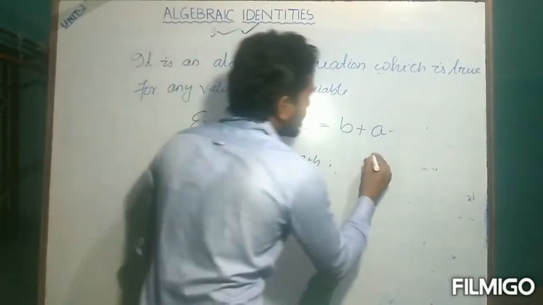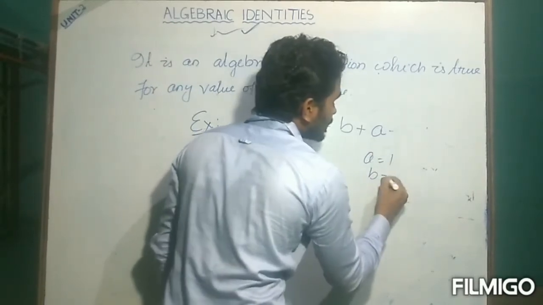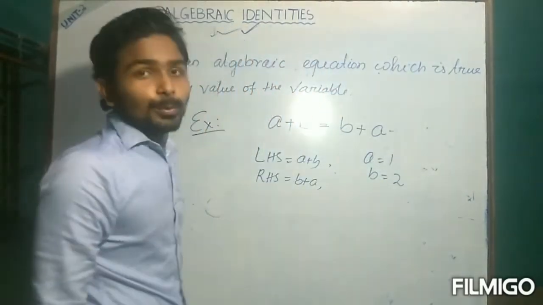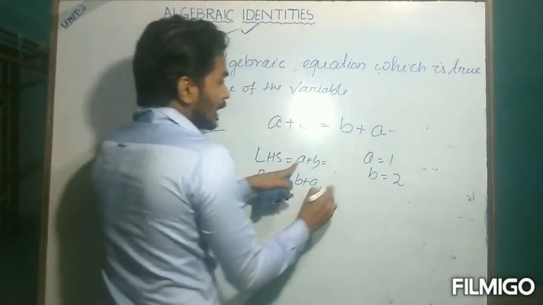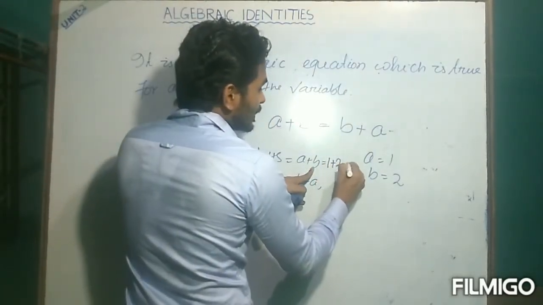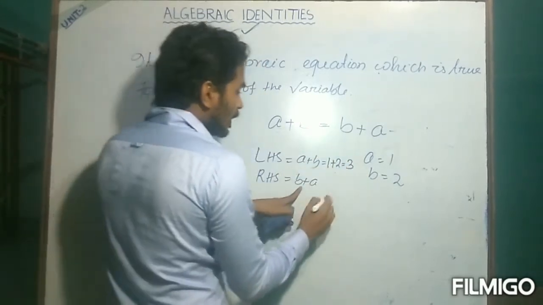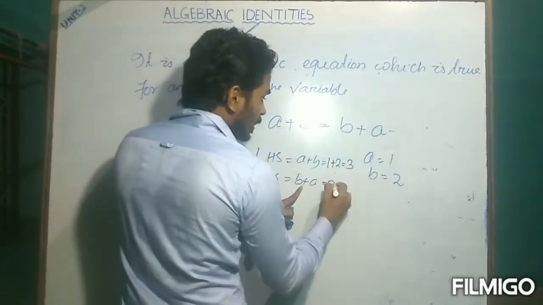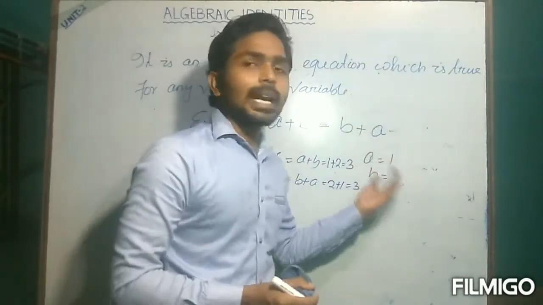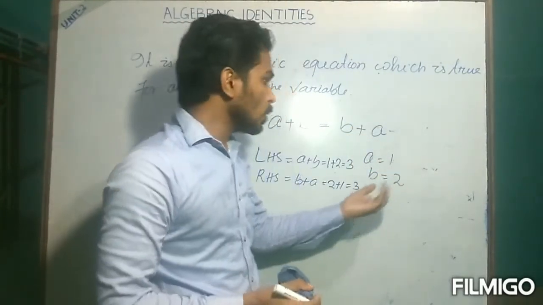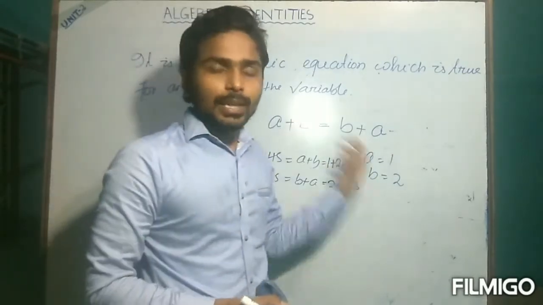Suppose we have a is equal to 1, b is equal to 2. So what is the value of LHS? LHS will be 1 plus 2, that is 3. And RHS will be b, which is 2, plus 1, equal to 3. That means for a is equal to 1 and b is equal to 2, both LHS and RHS are equal.